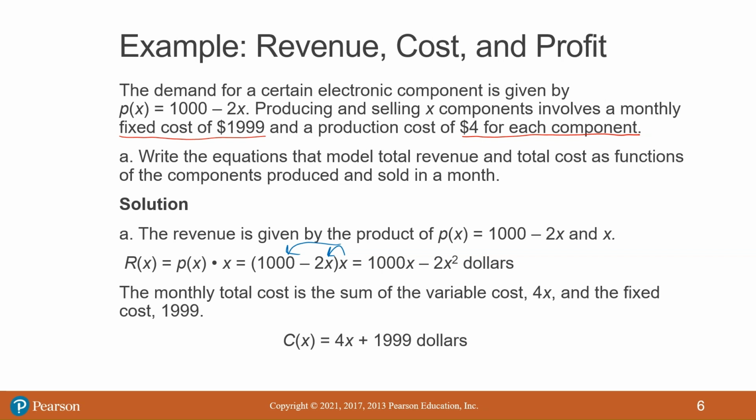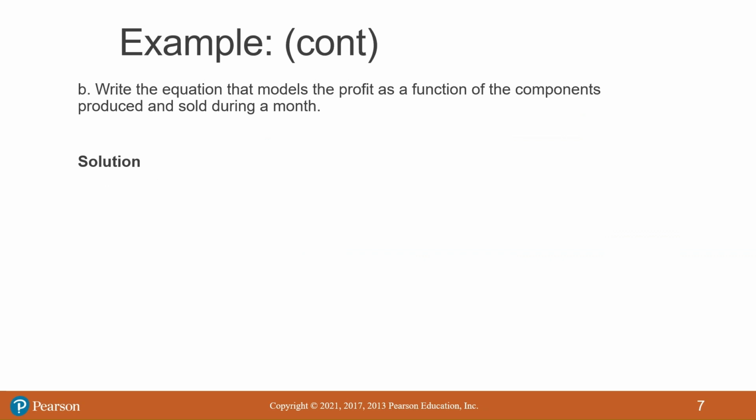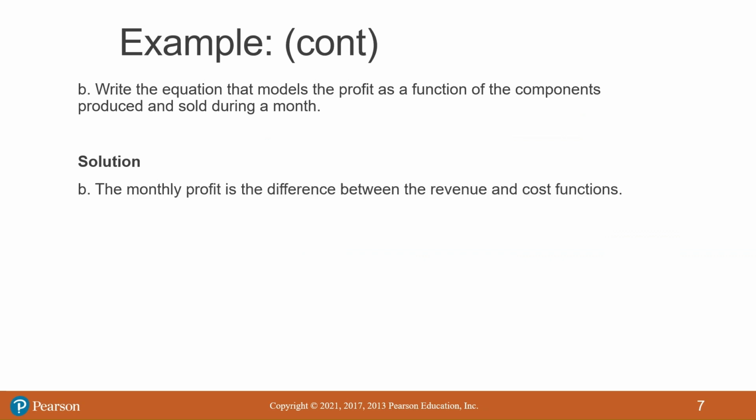So now we have our revenue function and we have our cost function. Now let's write the equation that models the profit function as a function of the components produced and sold during the month. Keep in mind here that monthly profit is the difference between the revenue and cost functions. You have your revenue, which is the amount of money you pulled in and made. You subtract your cost, which is what it costs you to make that money. And then you'll have your profit, what's left over at the end. So p of x equals r of x minus c of x. We already have the r of x function and the c of x function. We found both of those, so we just have to input those in their respective places.